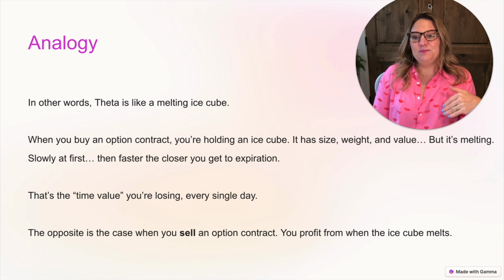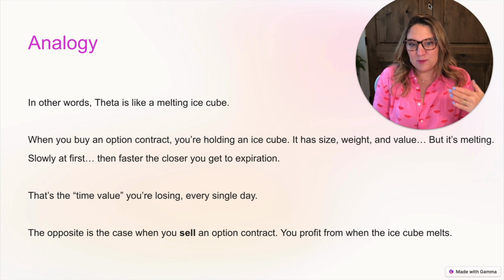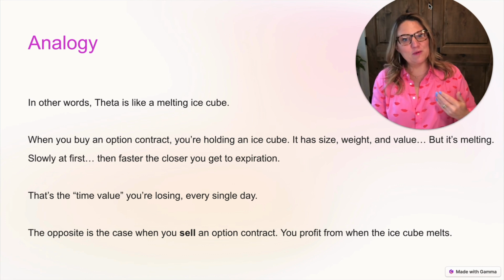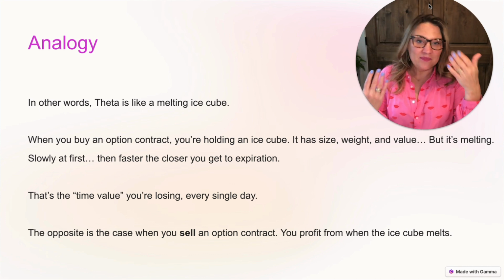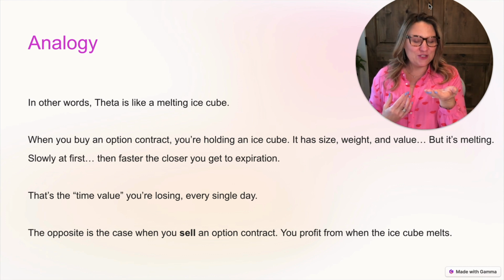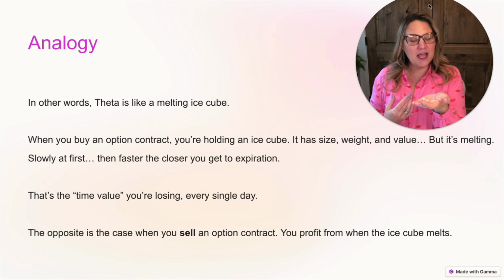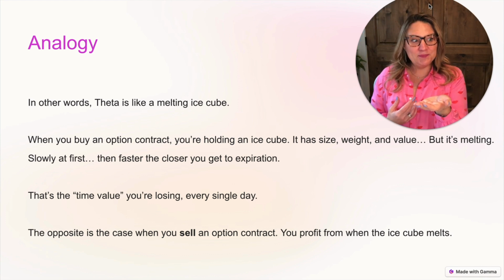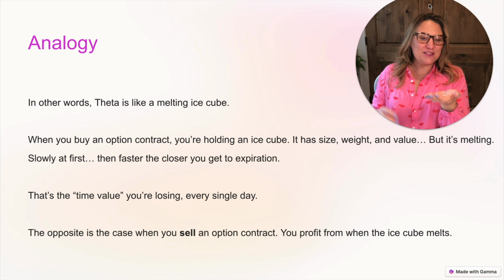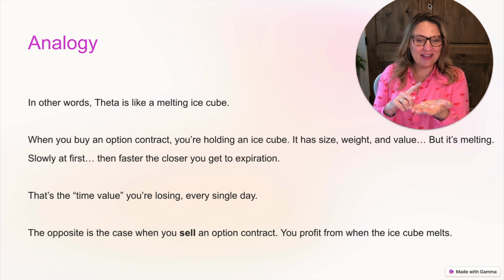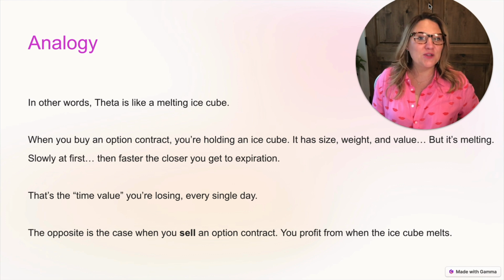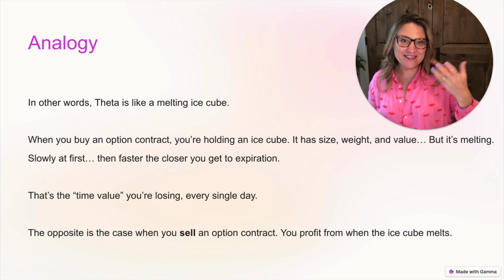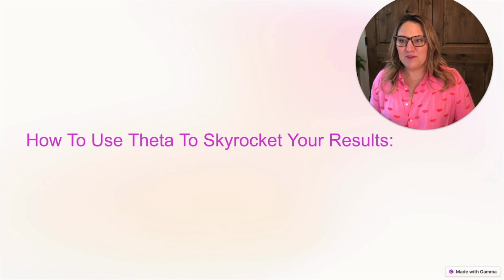The opposite is the case when you sell an options contract. You profit from the ice cube melting. If you sold the contract, you're watching that ice cube in the buyer's hand, and if the strike price isn't met by the expiration date, the buyer has to keep holding that ice cube and it's going to turn into nothing, and therefore they can't sell nothing back to you. Makes sense? That's kind of awesome.